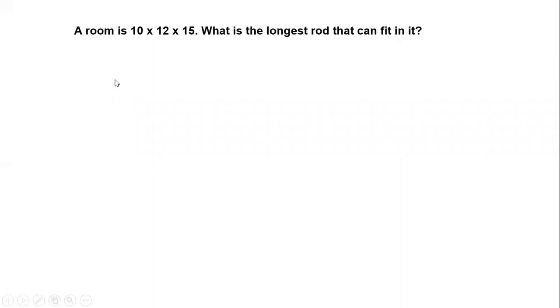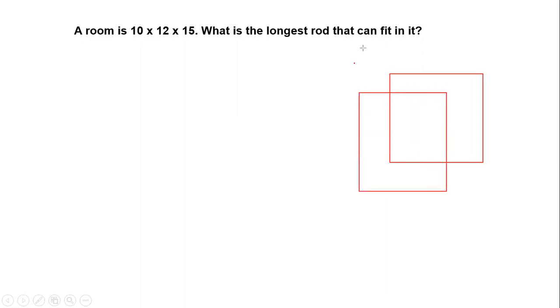Now, the first formula here that we have to understand is: a room is 10 by 12 by 15. I'm also sitting in a room, you are also sitting in a room. So what is the longest rod that can fit inside a room? For that, let's try to draw a cuboid, because if you understand, a room is nothing but a cuboid. So if I try to draw a cuboid, something like this, let me join the edges. A cuboid basically looks like this.